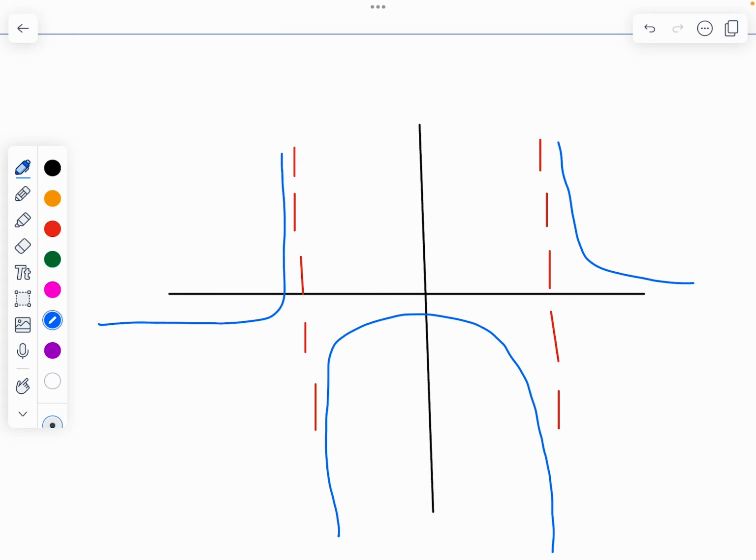This should be the shape, and don't forget to write the local maximum point 2.26 comma negative 1.66, and over here the minimum point negative 1.11 comma negative 0.339. This is going to be the answer, and this is x equals half and x equals negative half, and this is the x-axis and this is the y-axis and the origin.